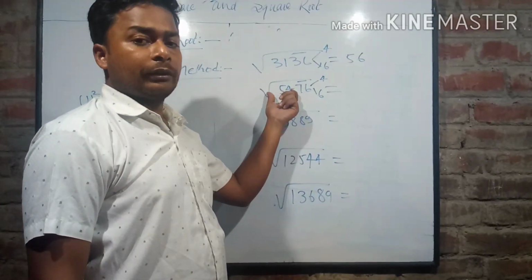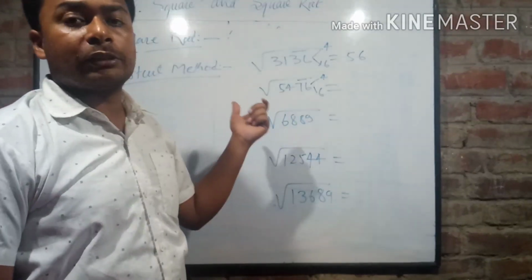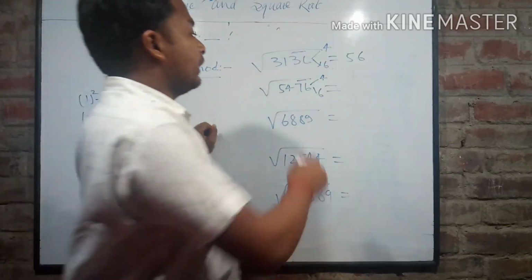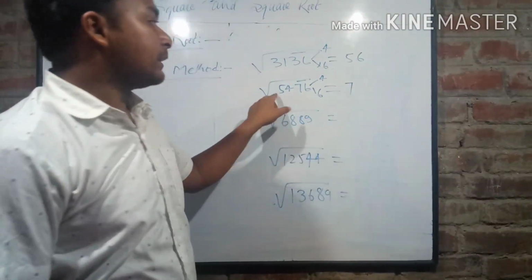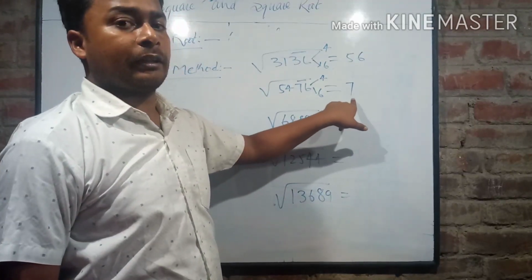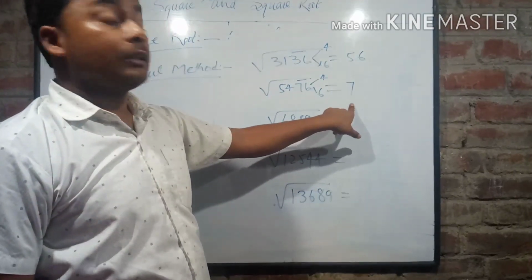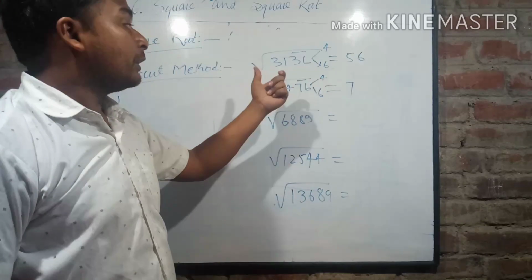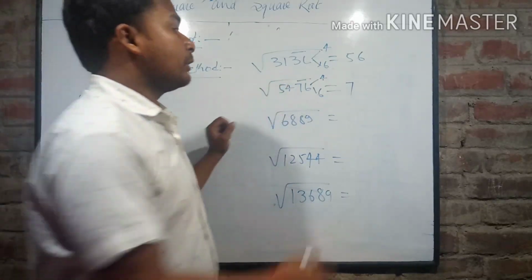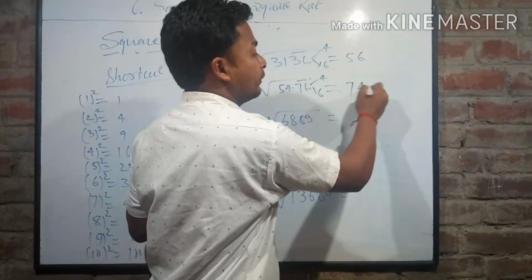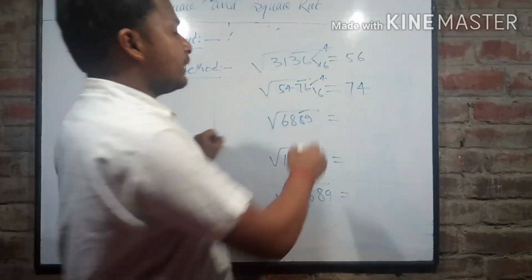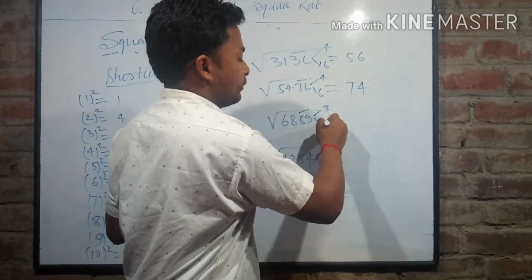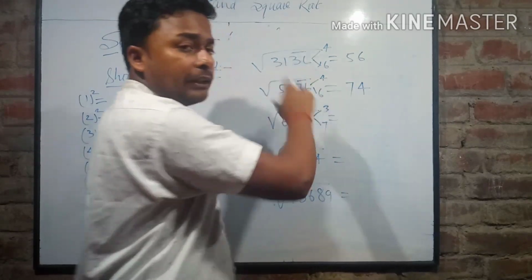Now it is 54. It is closest to 7 square. It means it is either 74 or 76. To verify this, 7 into 8 is 56. So your question is smaller, so the answer will be the smaller one. Similarly for this one, either it will be 3 square or 7 square. Again you can see that the sum is 10.